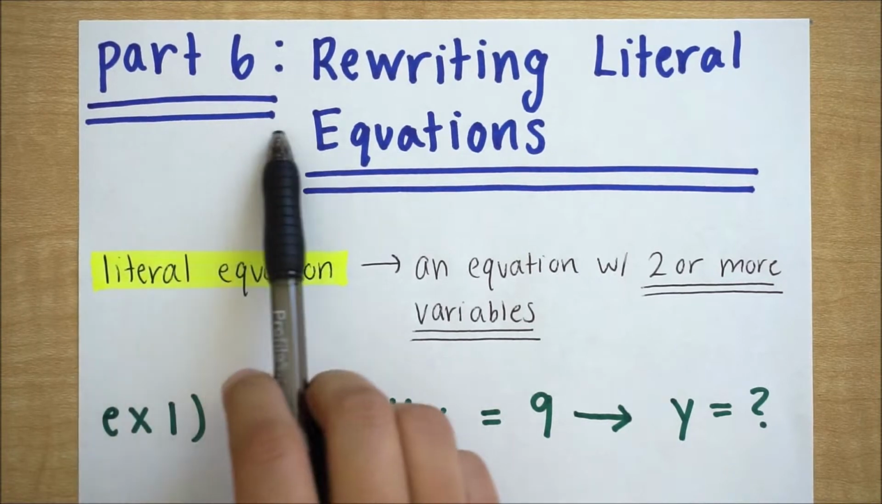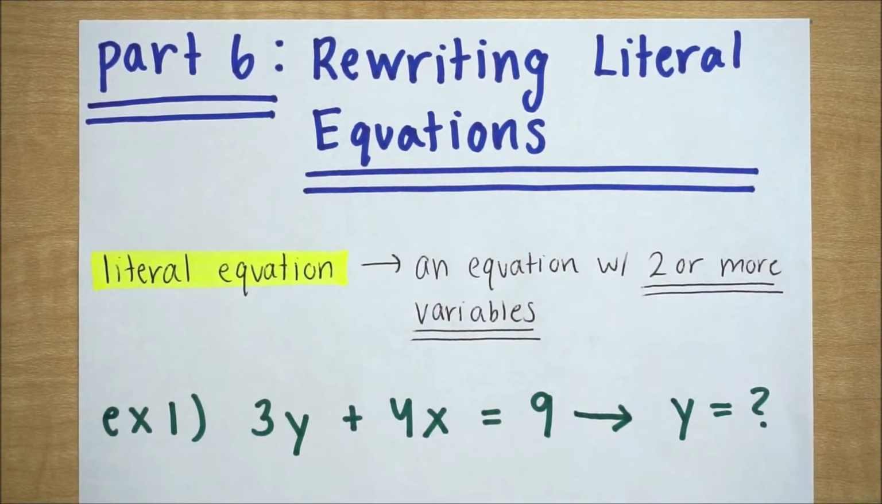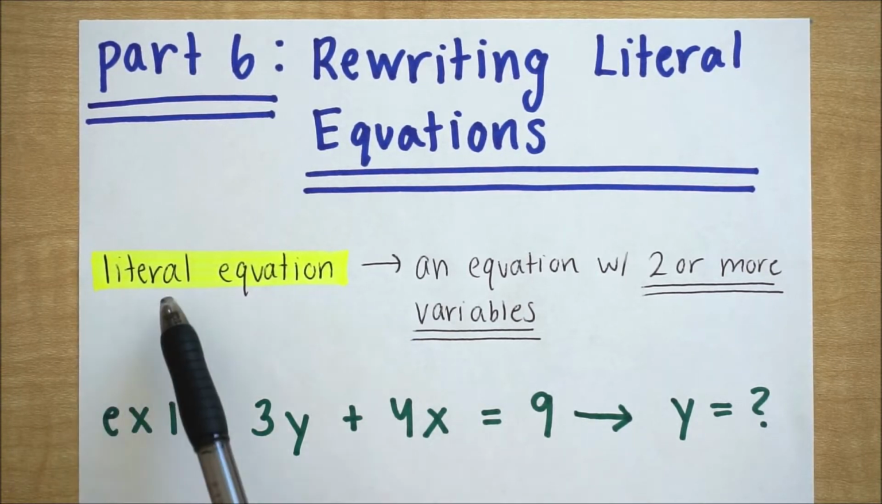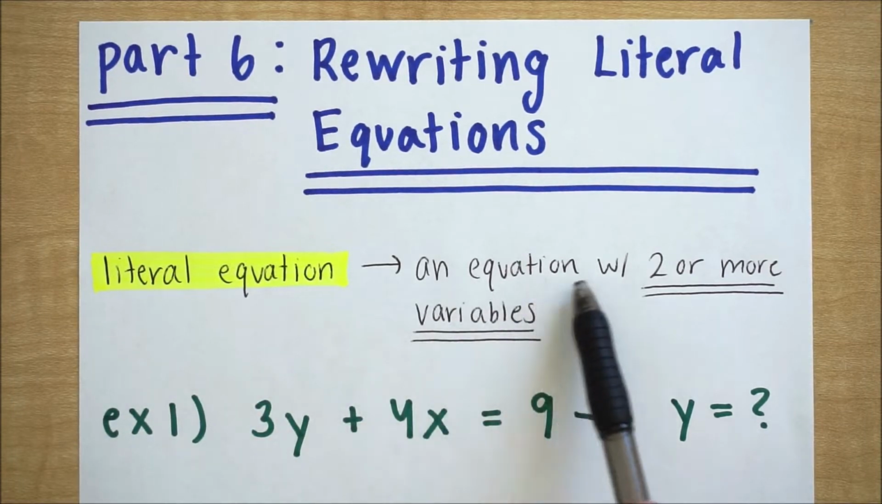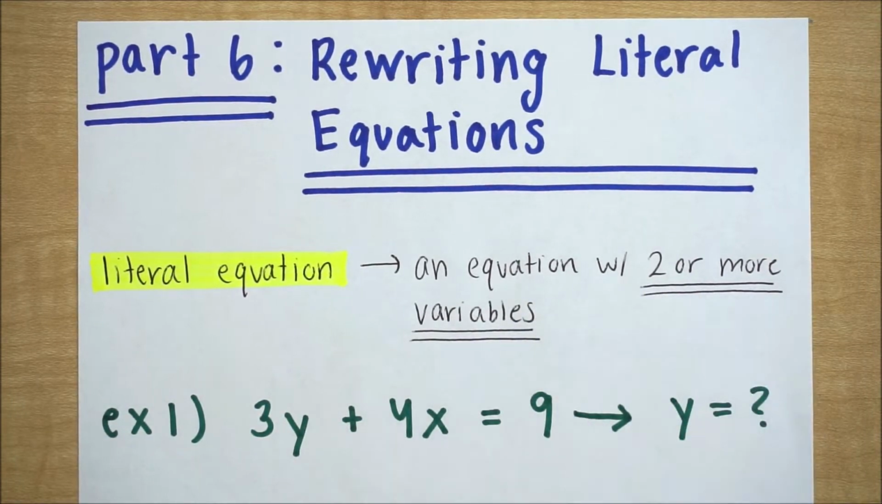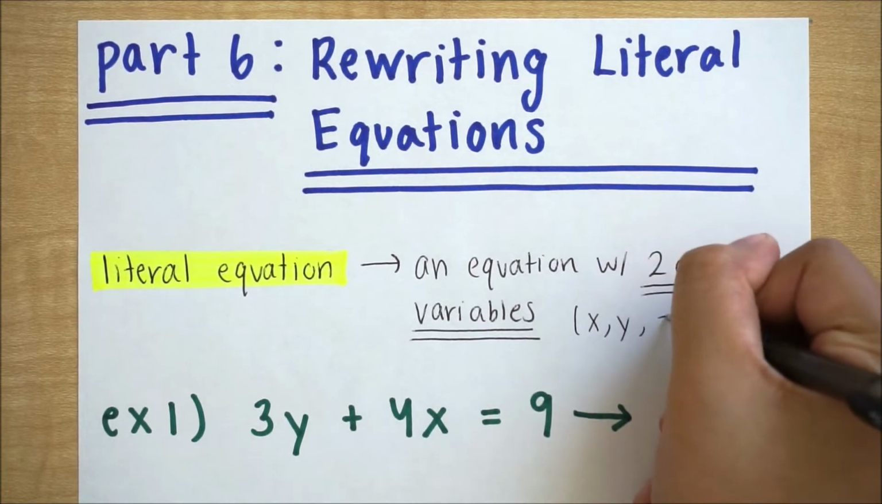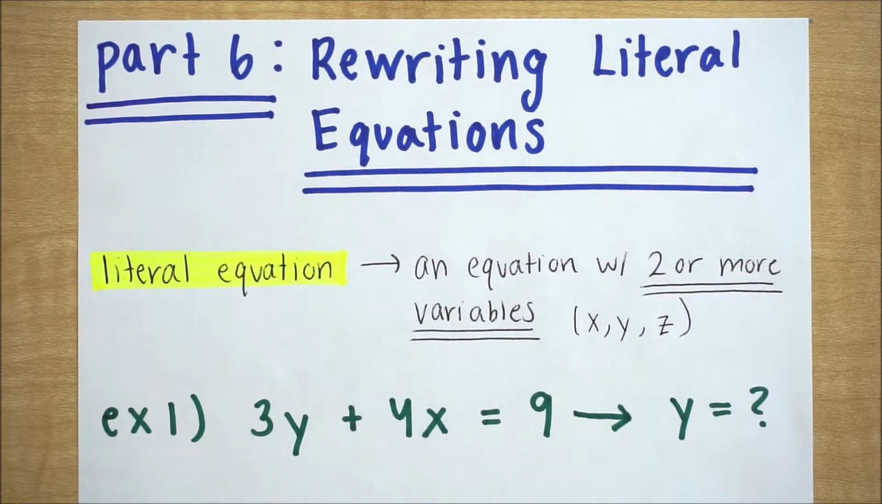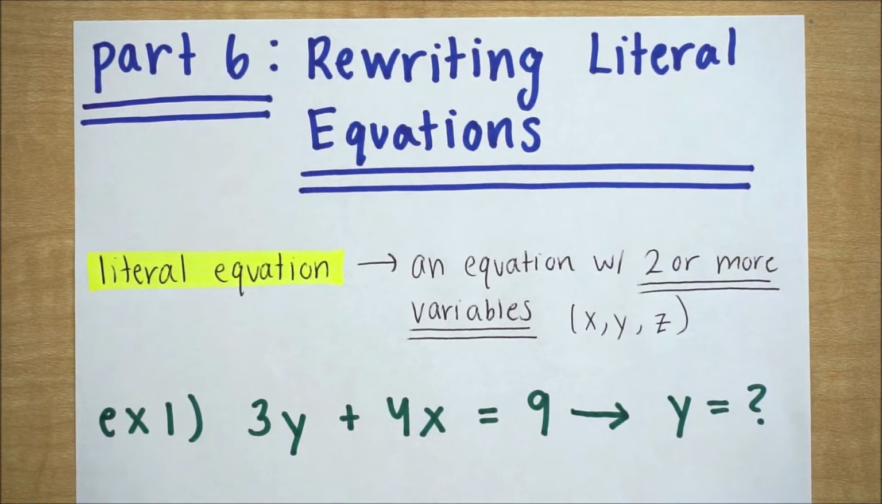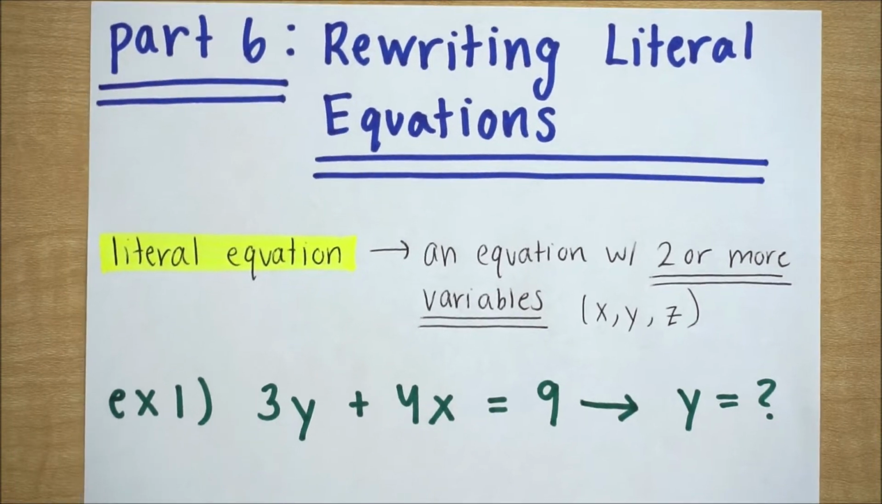This is part 6 of the Solving Linear Equations series, and today we're going to be talking about how to rewrite literal equations. So what exactly are literal equations? They are equations with two or more variables. So instead of solving for one variable with a number on the right side of the equal sign, we're now going to be solving for a variable where the other side will also contain variables.